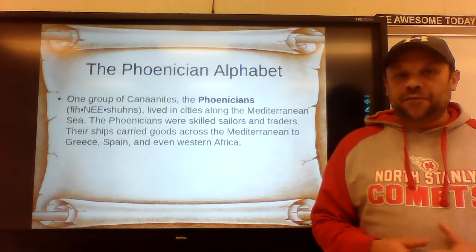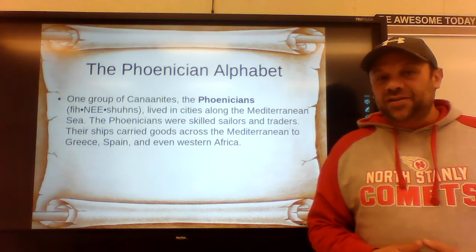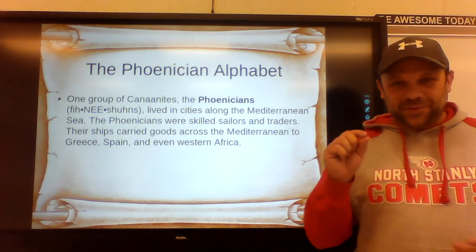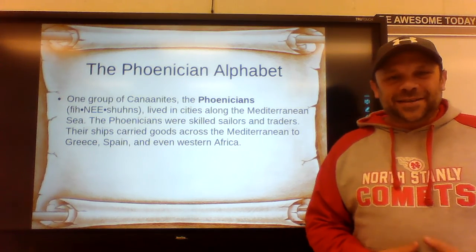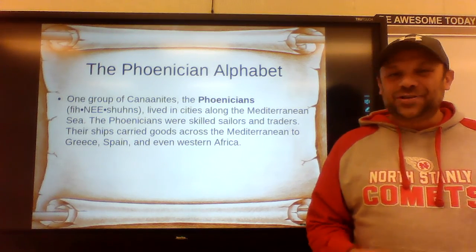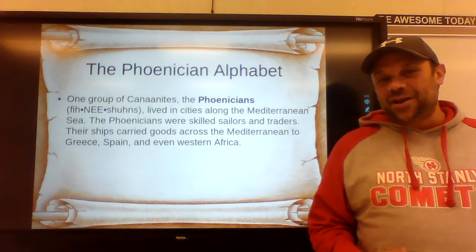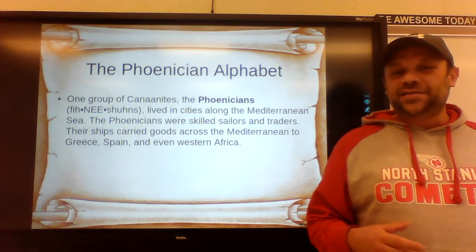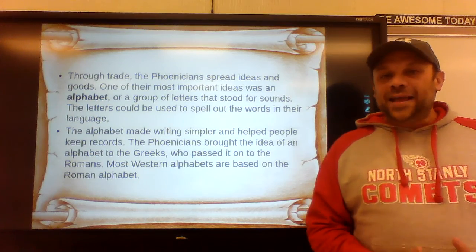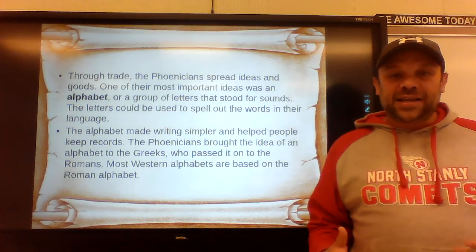All right, Phoenician alphabet. One group of Canaanites called the Phoenicians, and we've already talked about these guys. They're the ones who made the color purple by squeezing the snails. They lived in cities along the Mediterranean Sea. The Phoenicians were skilled sailors and traders. Their ships carried goods across the Mediterranean to Greece and Spain and even Western Africa. Through trade, the Phoenicians spread their own ideas and goods.